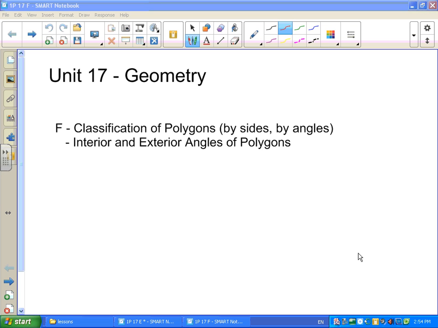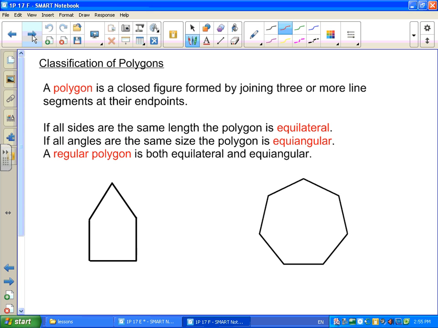Okay, last lesson here on Unit 17. We're looking at classification of polygons first off, and then we're going to look at how you can calculate interior and exterior angles of different polygons. Okay, so first off, this is what it'll tell you in the guide.